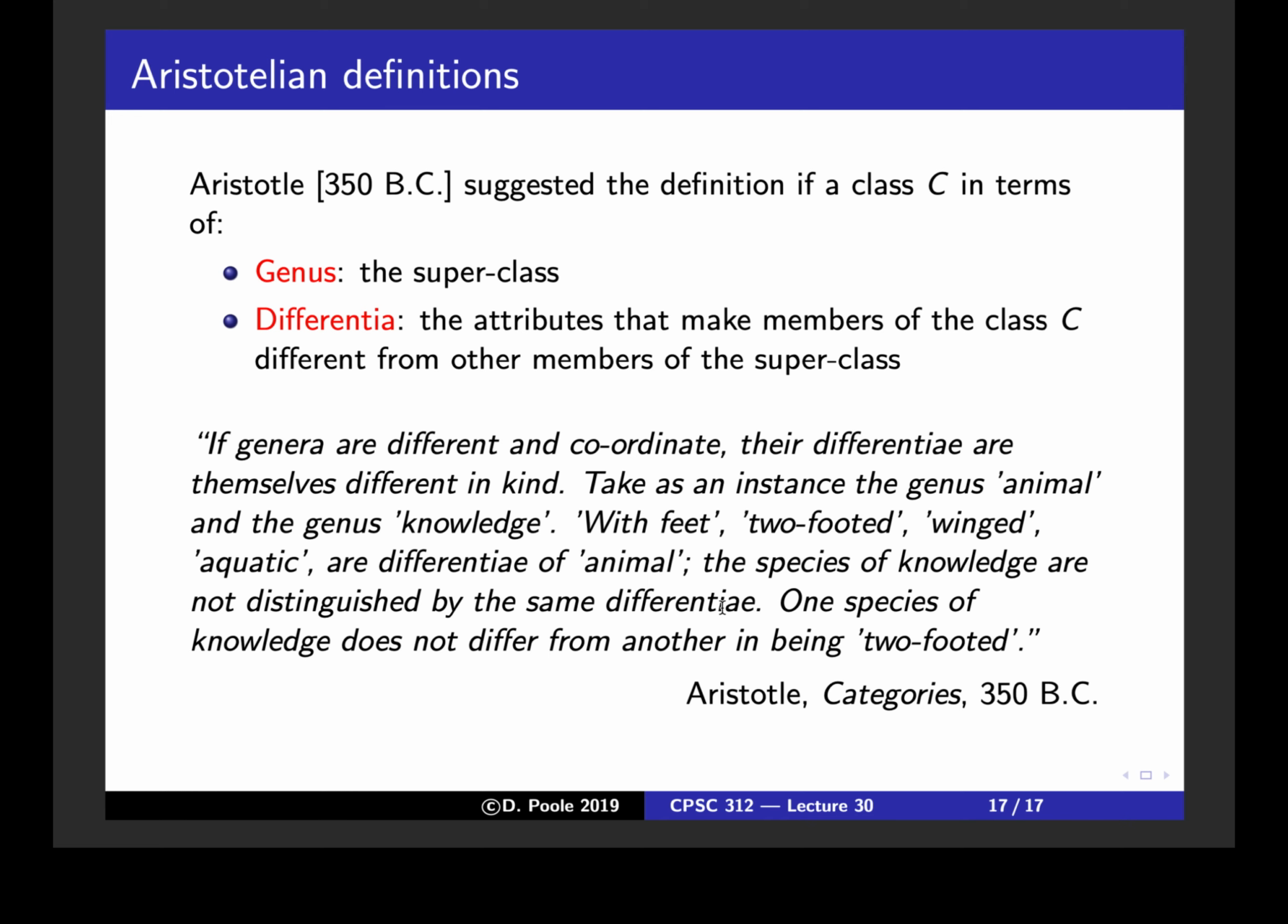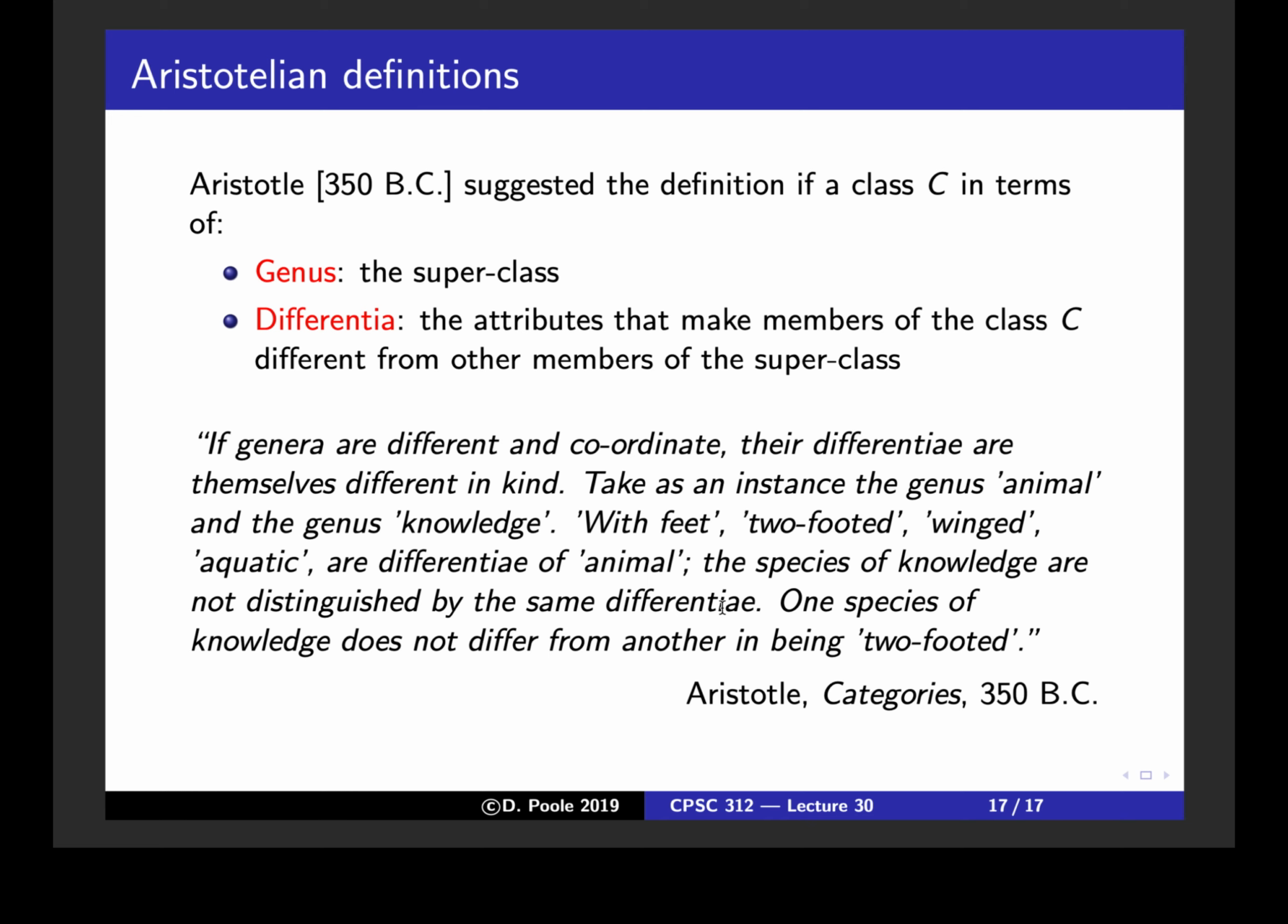If genera, where genera is the plural of genus, are different and coordinate, and by coordinate he means neither is subordinate or superordinate to the other, so one's not a subclass of the other, then the differentiae are themselves different in kind. Take, for instance, the genus animal and the genus knowledge. He's thinking of animal being a class and also knowledge being a class. With feet, two-footed, winged, aquatic, are differentiae of animals. The species of knowledge are not distinguished by the same differentiae.